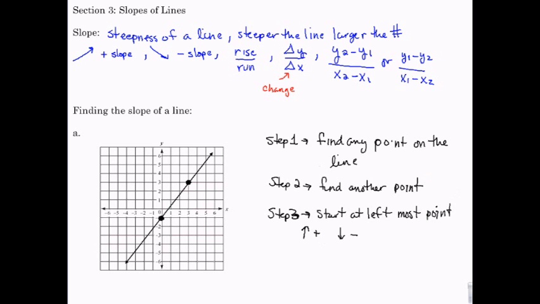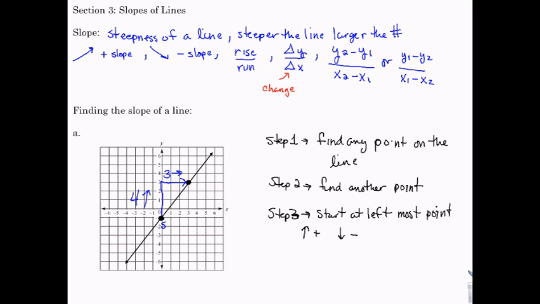So I start here. I'm going to take these roads here to get from one point to the next. I'm going to take the main road. And I'm going to go 1, 2, 3, 4 up. And then I'm going to go 1, 2, 3 over. So always up and over? Yeah, or down and over. If you always start on the left, it'll work that way.